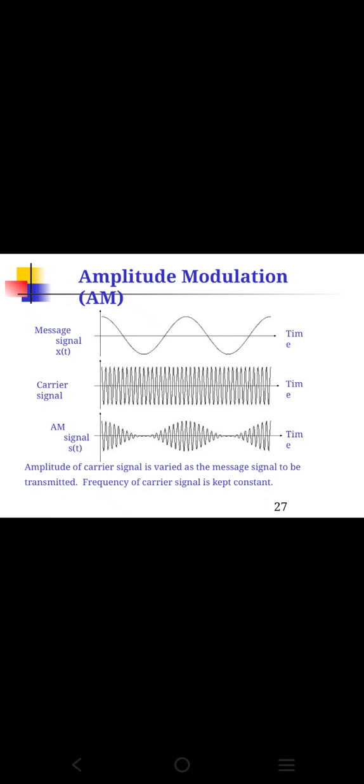So this is the amplitude modulation wave, how it is shown. In order to send information, we can use amplitude modulation. It shows that the amplitude of the carrier is varied according to the message signal to be transmitted. Here the frequency of the carrier signal is kept constant, and only the amplitude of the carrier signal is varied.